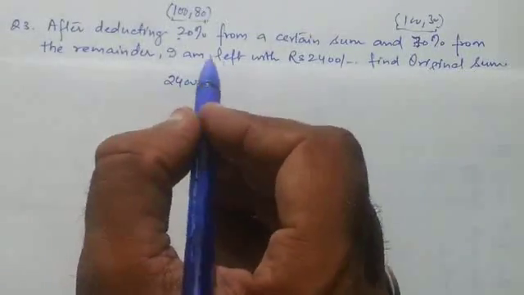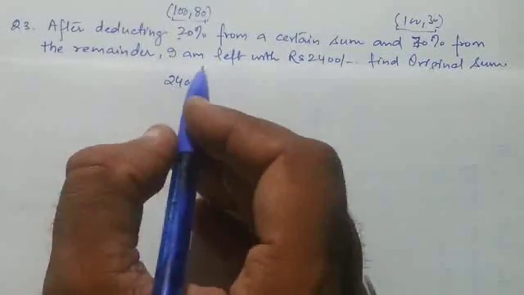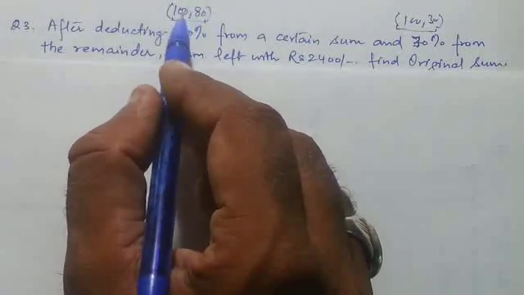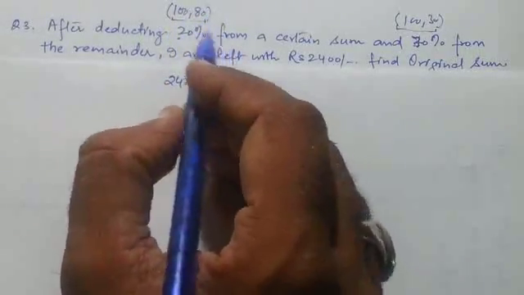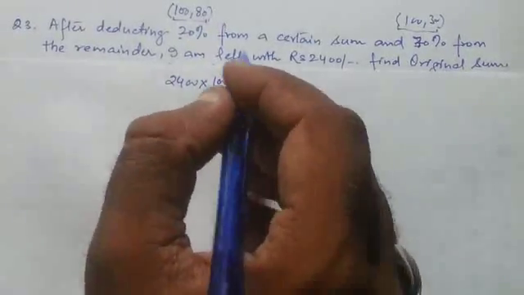And then what I have done, I have deducted 20%. So that means the initial value is more than 2400. So out of 180, I'll be making a fraction which is greater than 1. So it is equal to 100 upon 80. Right? Now this is the value.